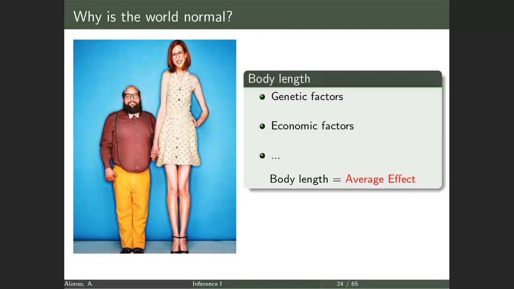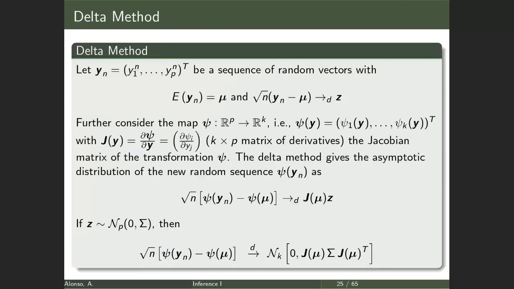And you may at least think heuristically that your size is the result of the average effect of all these factors. And we know that averages tend to be distributed in a normal way. And so if the number of factors is large enough, then the average may be close to a normal distribution. This is not a mathematical proof, but it's a heuristic argument that may explain why we see the normal distribution so frequently in nature.